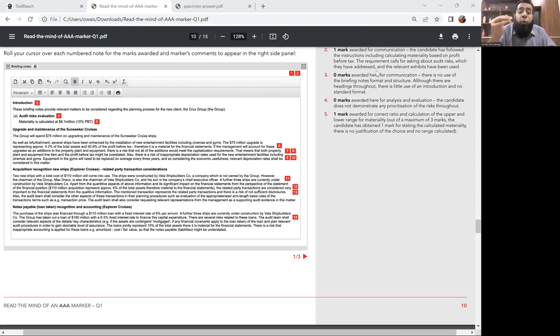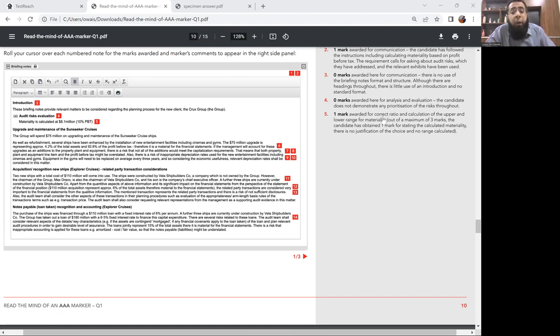So he has not followed the defined format of to, from, subject, date, and a proper introduction. So he has lost a mark here. Then comment 4, 0 mark awarded here for analysis and evaluation. The candidate does not demonstrate any prioritization of the risk throughout. So when we read the answer, we'll identify that he has not done the prioritization of the risk.